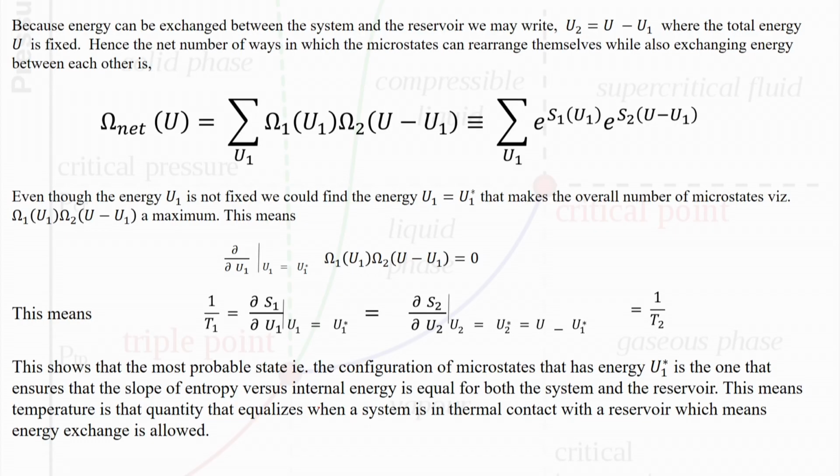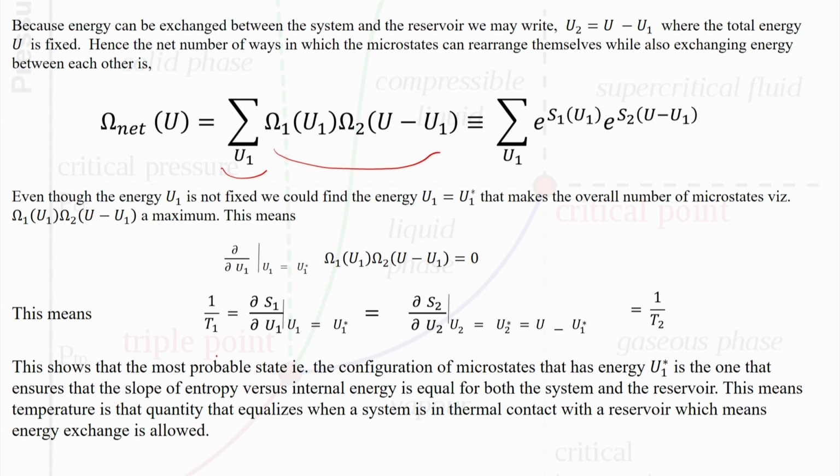Because we do not really care about U1, which keeps fluctuating, what we have to do is find the total overall number of ways of doing it, and that is the sum over all the U1s, because they are all independent ways of rearranging the microstates. Now you can ask yourself, like we did earlier, what is the most probable value of U1, and that is found by maximizing this product, which tells you the number of ways in which you can rearrange the microstates of both the system as well as the surroundings.